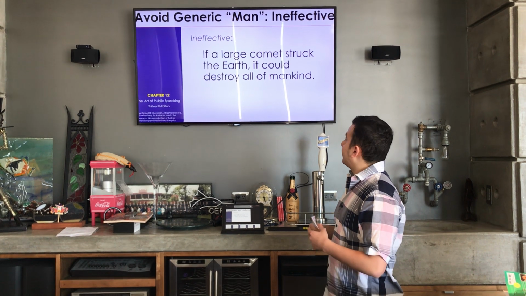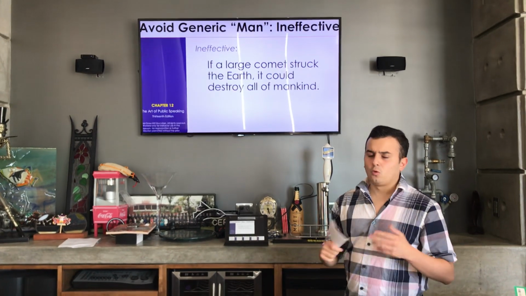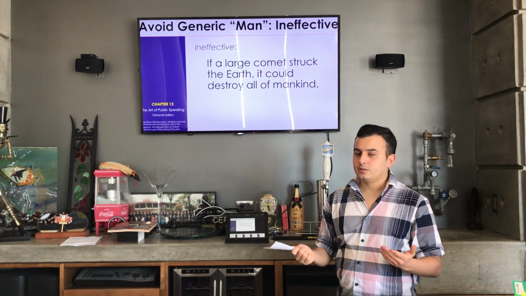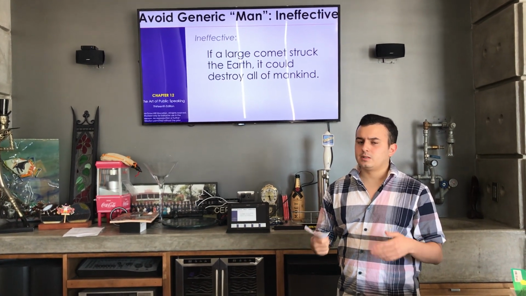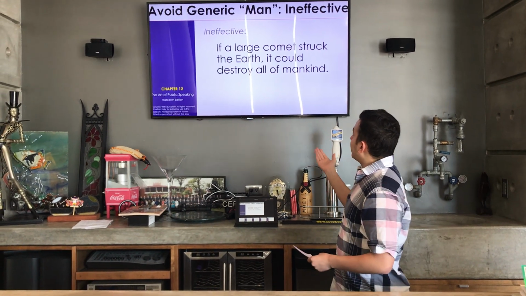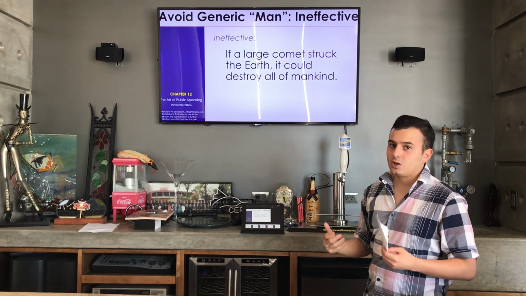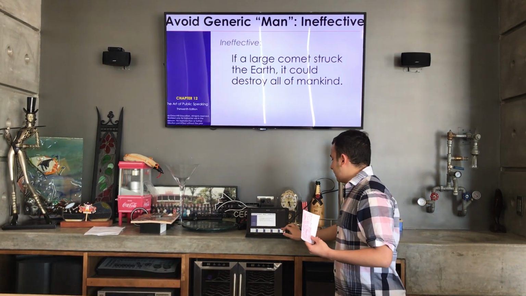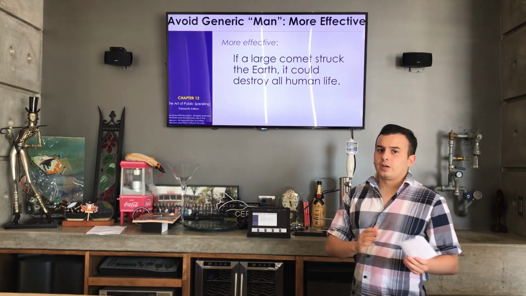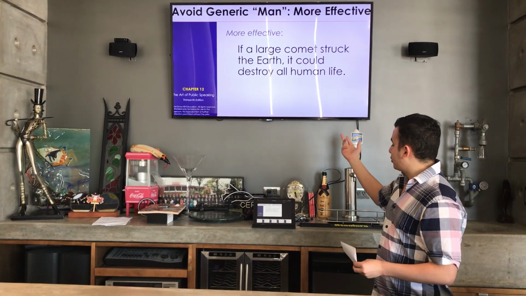The second ineffective use would be the use of "man," when there are also women in society. It's pretty much the same as "he," but with the word "man." So: if a large comet struck the Earth, it could destroy all of mankind. That's kind of putting women aside. So instead of "mankind," you could use "human life."